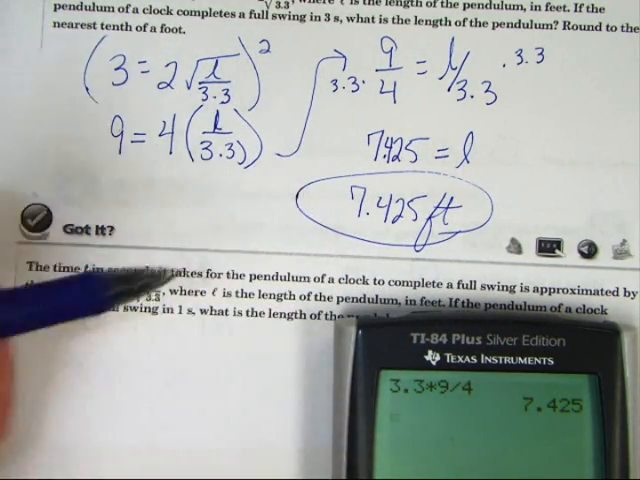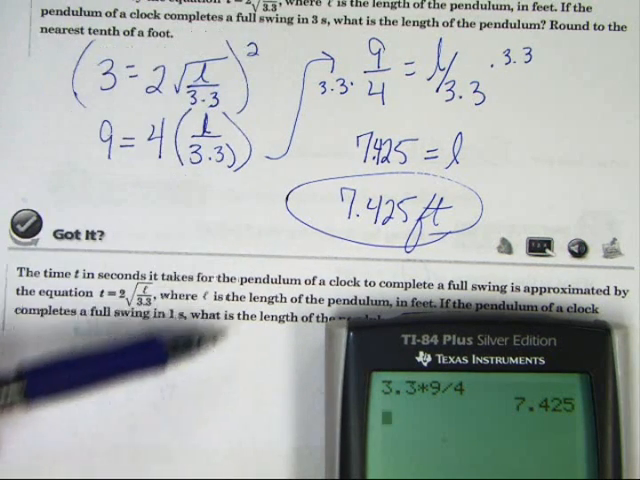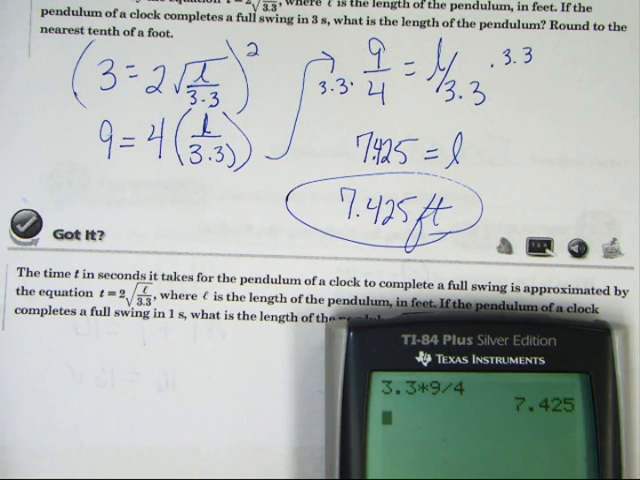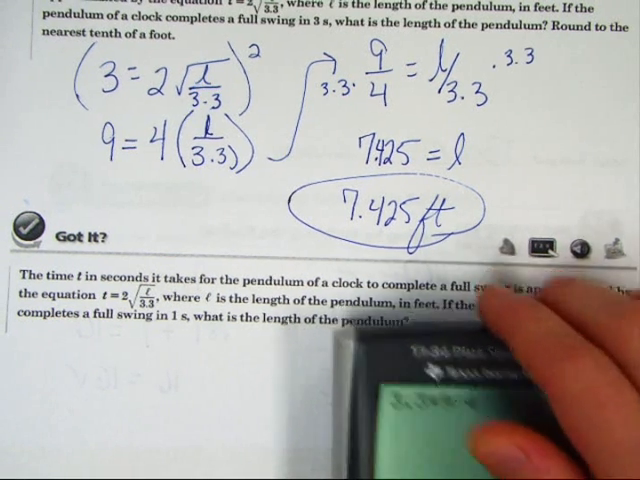So that means you have a really, really big clock, and the pendulum is 7.4 feet long, and that makes sense because it takes so long for the pendulum to swing all the way back and forth.